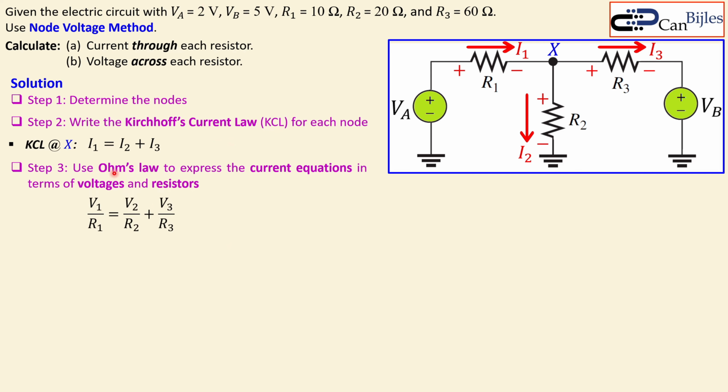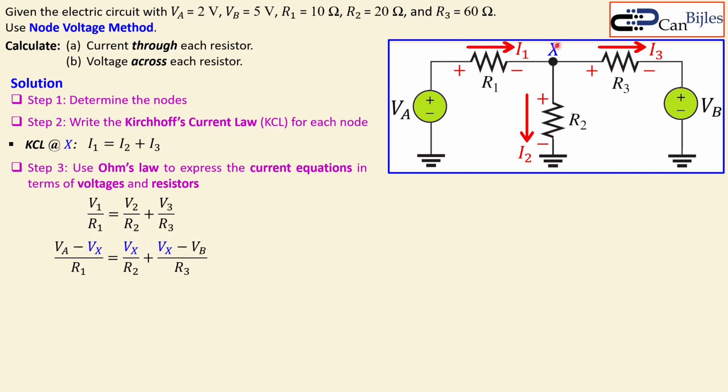Now, V1 over R1, that's for I1. V2 over R2, that's for I2. And V3 over R3 is I3. So we actually have, let's say, opened the boxes for each current and written it down in voltage, resistor, voltage, resistor, voltage, resistor. So an associated voltage and resistor for each current. That's step 3. Now, also write that down.